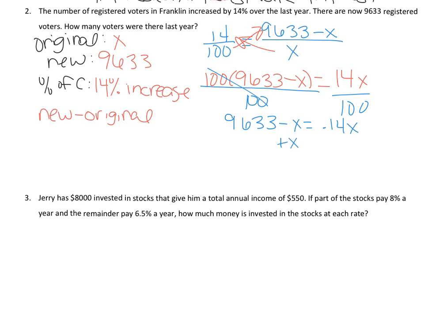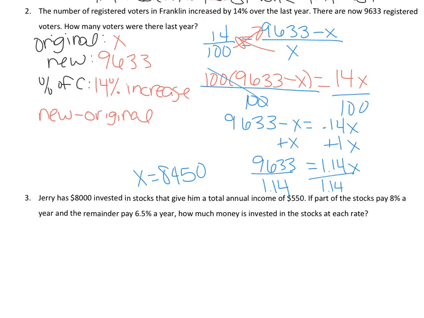So if I add X to both sides, keep in mind that's a 1X. So 0.14X plus 1X gives me 1.14X. And on the other side, I have 9,633. And when you divide both sides by 1.14, we get X equals... Anybody? Very good. 8,450 what? Voters. Have to have the labels.